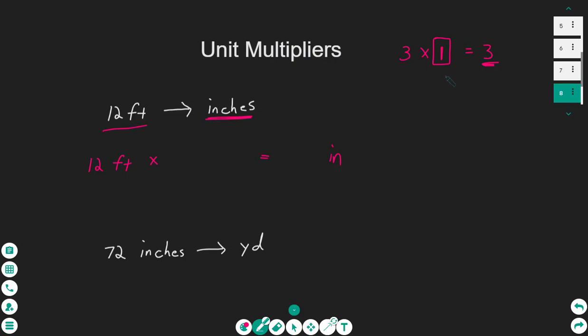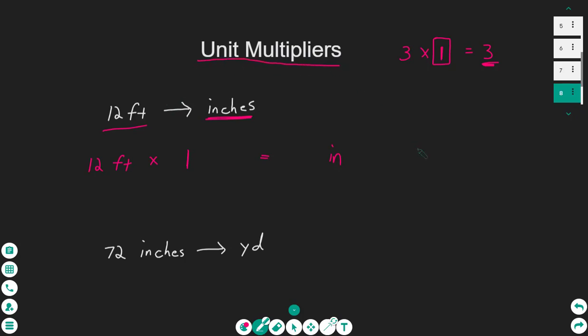All right? So we're going to use that basic principle here. So if I throw a 1 in right here, that's not going to do me any good. 12 feet times 1 is not going to give me something in inches. It's just going to give me 12 feet, right? So I want some units here. And the goal is to get rid of this feet without changing the value. So we're going to use something that's called a unit multiplier.